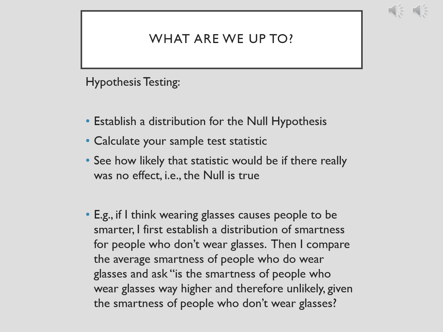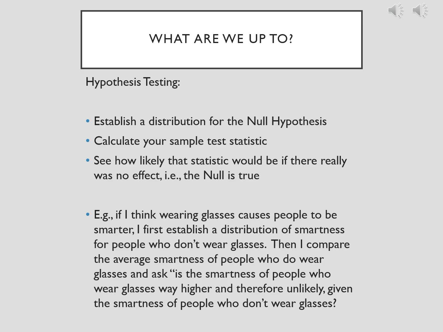All right, so what are we up to today? We are talking about hypothesis testing. So the first thing you have to do when you are going to test hypotheses about populations, because we're always interested in populations, not necessarily just our sample, is establish a particular distribution for your null hypothesis. Okay, well, what does that mean? We'll get there in a second. Then you calculate your sample test statistic.